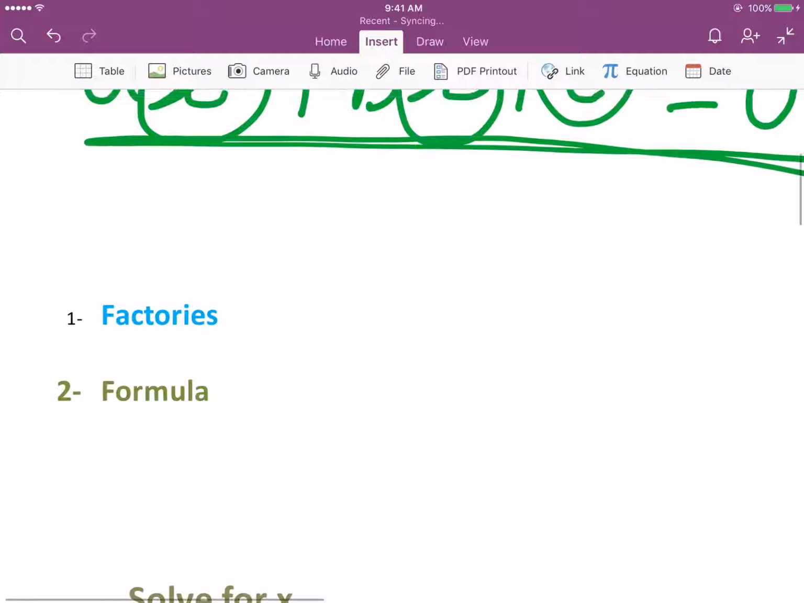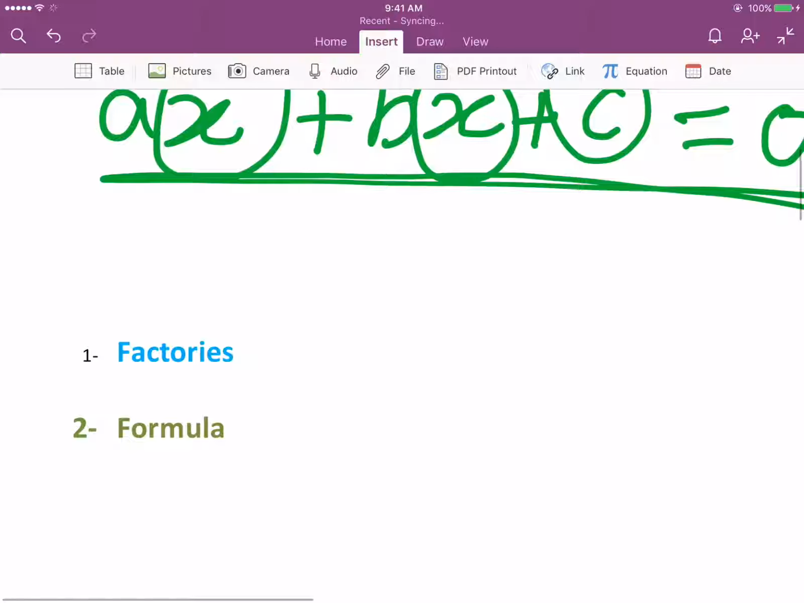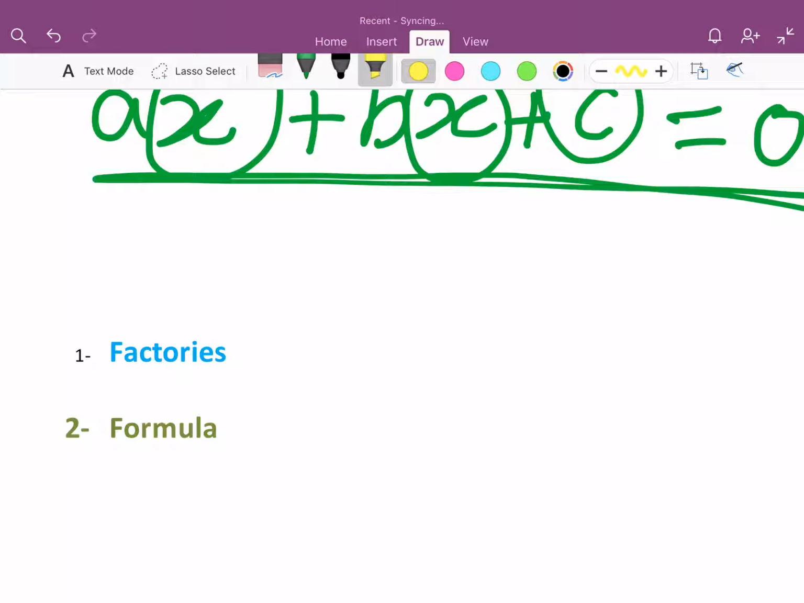If you want to solve a quadratic equation, you have two ways: either by factorizing or by the formula. In today's video, I'm going to show you how to solve a quadratic equation using the factorizing method, and I will link below the video on how to solve it using the formula method.